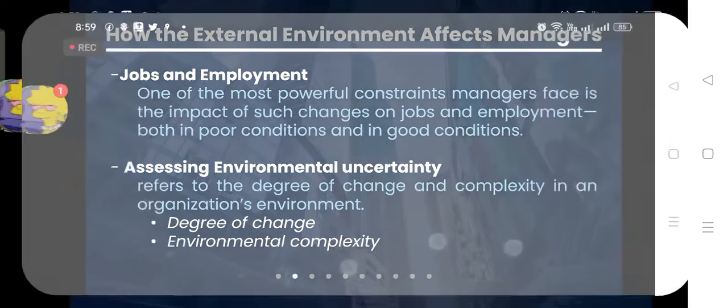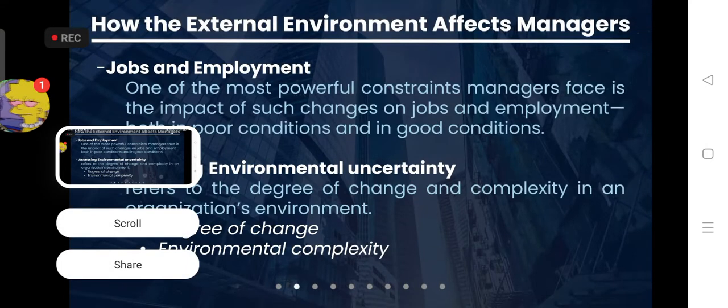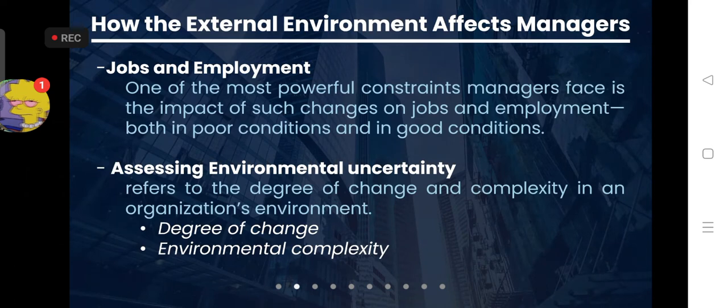So let's take a look at some specific examples of interaction between the external environment and management, specifically on how the external environment affects managers. So first is jobs and employment. One of the most powerful constraints managers face is the impact of such changes on jobs and employment, both in poor conditions and in good conditions.